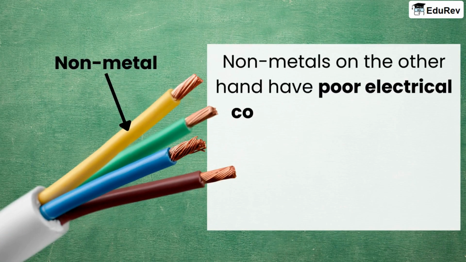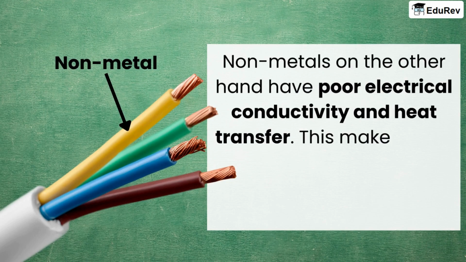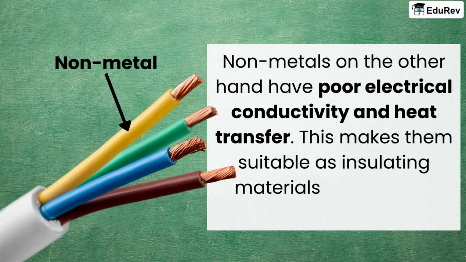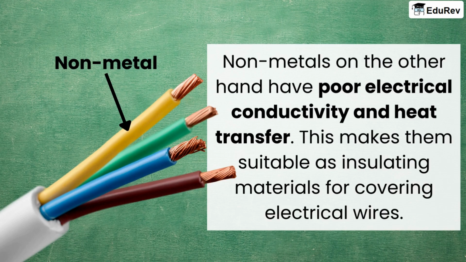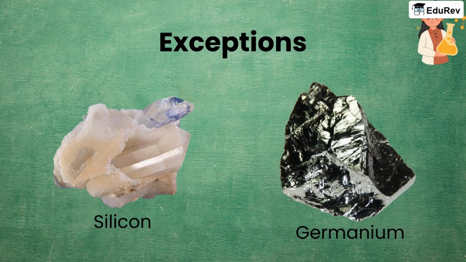Non-metals, on the other hand, have poor electrical conductivity and heat transfer. This makes them suitable as insulating materials for covering electrical wires. But some materials, like silicon and germanium, are exceptions to the conductivity rule. They are semiconductors, exhibiting conductivity between that of metals and non-metals, and are important in electronic devices.